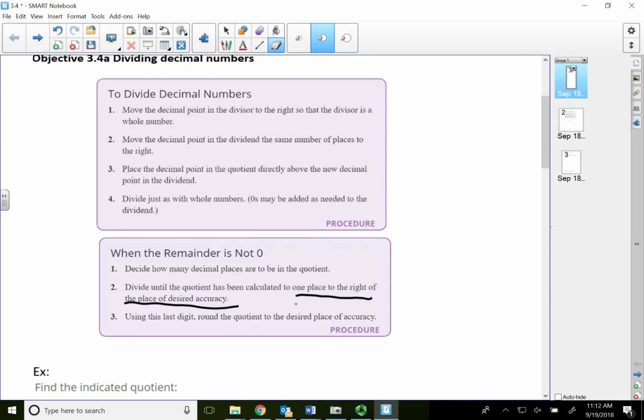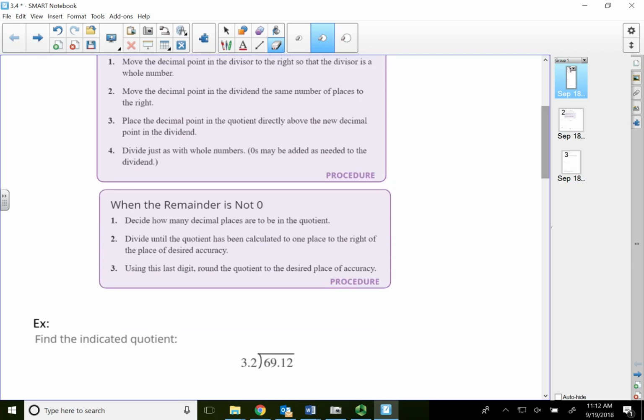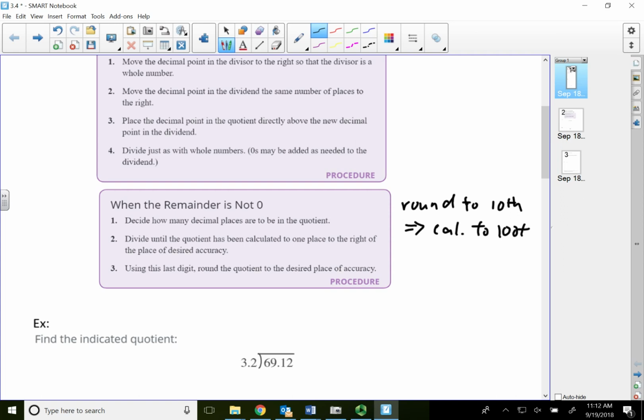Some of these examples require us to round to a certain place. Let me write this down. If I need to round to the nearest tenth place, that means I have to calculate to the hundredths. I need one extra place in my quotient in order to know what the tenth place needs to round to. Same thing with rounding to the nearest hundredth: I have to calculate to the thousandth, and so on. That only occurs when the remainder is not zero.